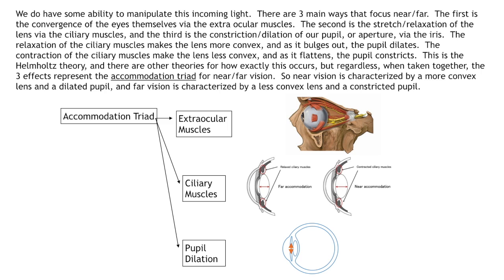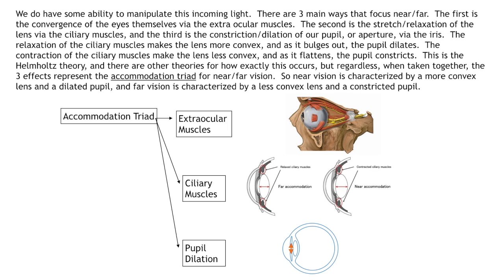The relaxation of the ciliary muscles makes the lens more convex, and as it bulges out, the pupil dilates. The contraction of the ciliary muscles makes the lens less convex, and it flattens, and the pupil constricts. This is the Helmholtz theory, and there are other theories for how exactly this occurs, but regardless, when taken together, the three effects represent the accommodation triad for near and far vision.